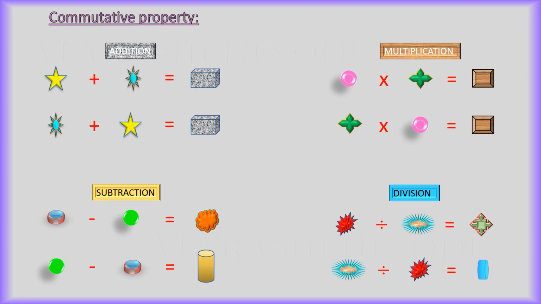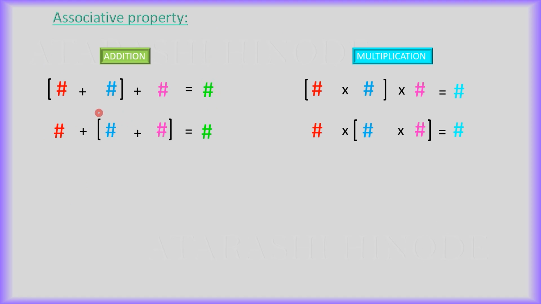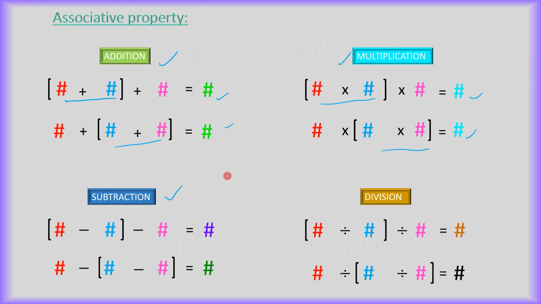And next is associative property. Here in the case of addition and multiplication, even if the grouping is changed, it does not change the result. So addition and multiplication are associative, while subtraction and division are not associative.